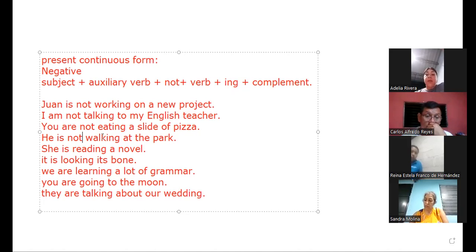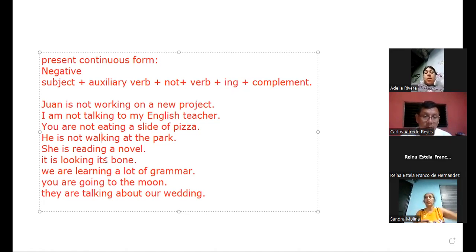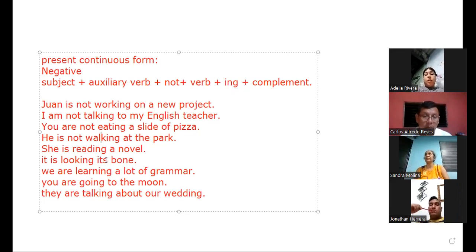Okay, la L en esta palabra es muda, no suena. Entonces. La L en esta palabra es muda, no suena. Sería walking. Walking. Mira, walking. He is not walking at the park. He is not walking at the park. At the park. Okay. Very good.